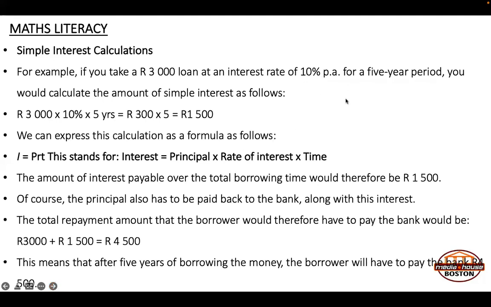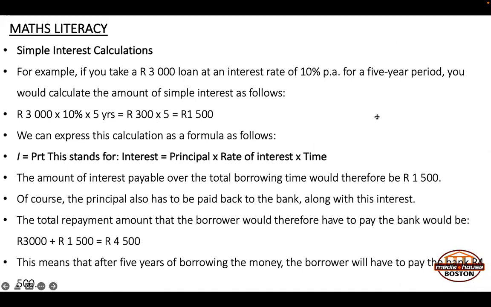Right, so how do we calculate it? It's very simple. For example, if you take a 3,000 Rand loan on an interest rate of 10% per annum for a 5-year period, we calculate the amount of interest as follows: 3,000 times 10% times 5 years. 300 times 5 is 1,500.